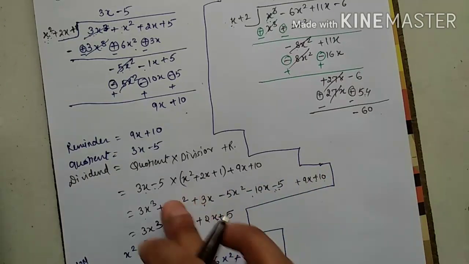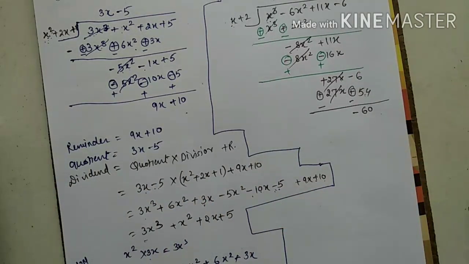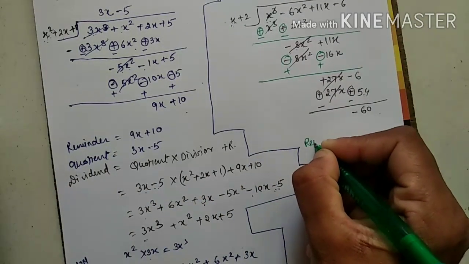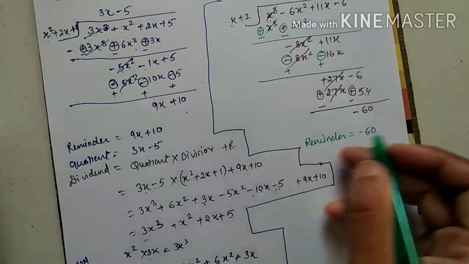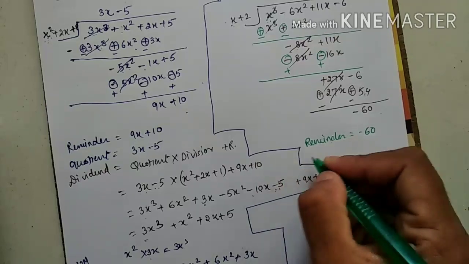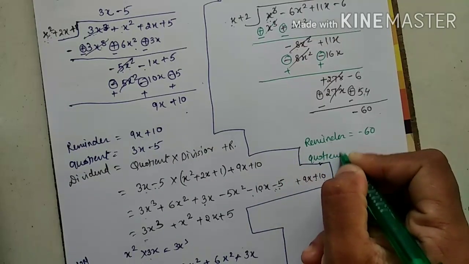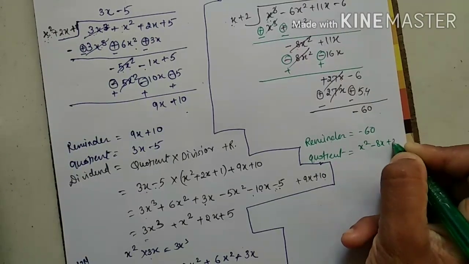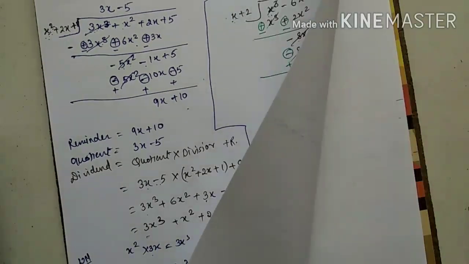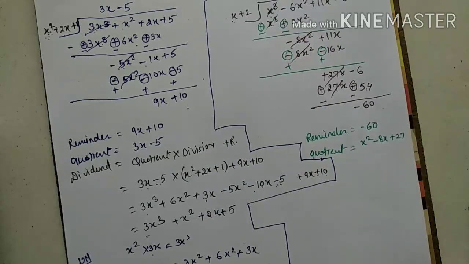Okay, I will not do again. Just try by yourself. I am just giving you that what is my remainder? Minus 60 and my quotient is x square minus 8x plus 27. I think so you are getting the solutions. You have to try by yourself.